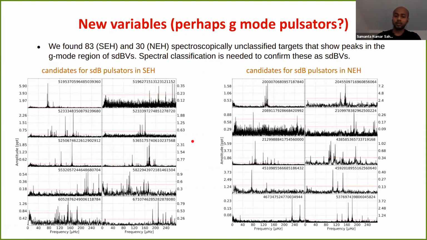And taking into account the selection process of these candidate SDBs by the Geier 2019 and 2020 papers, these targets are less likely to be any cool main sequence pulsators. So it is more probable that they would turn out to be subdwarf stars. But still, we need a spectral classification of all these 113 targets before we can confirm them as SDBVs.